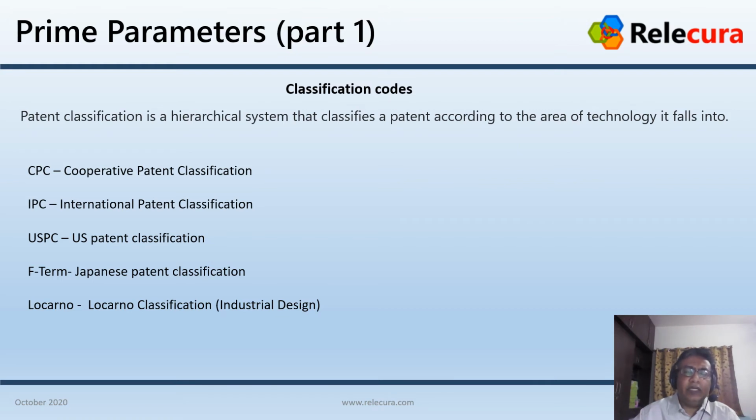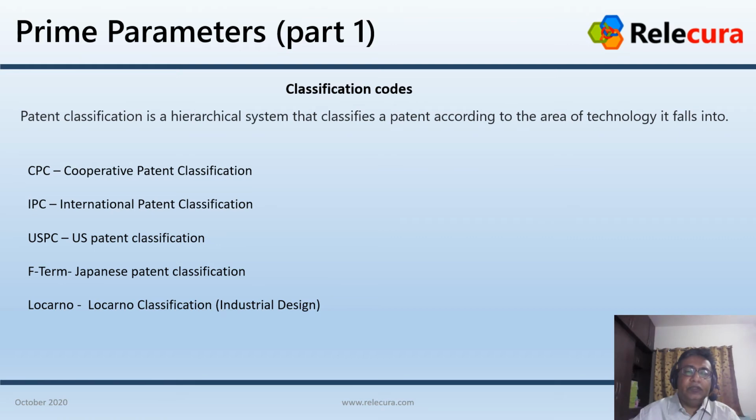There are different types of classification codes. Earlier the international patent classification code, IPC, and now also they are very popular, but right now CPC classification codes are more popular than IPC classification code. CPC classification code, also known as cooperative patent classification, has a deeper level of definition of any of the technology area.